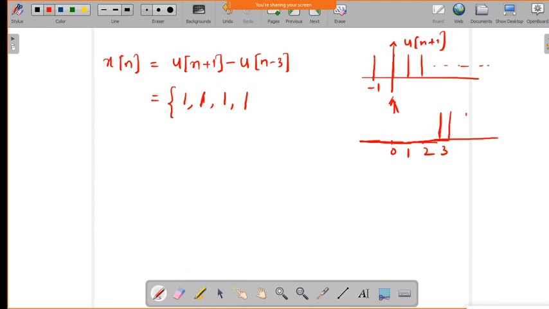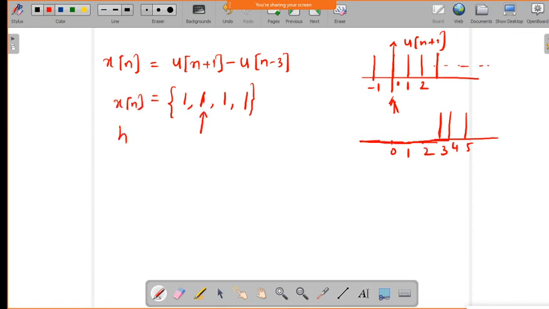Now if you subtract it, what will you get? From 3 onwards, those values will be there. If you subtract, it will exist between minus 1 to 2. So, this is 0, this is 1 and 2. Only the 4 samples exist. So, where is the origin? This is the origin, and this is your x of n.